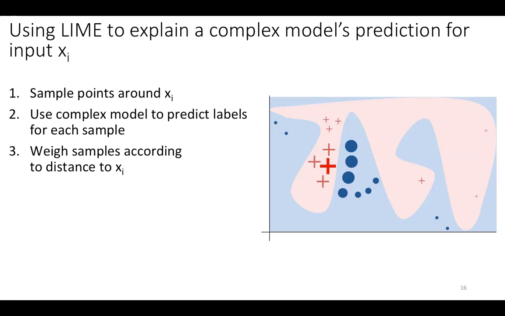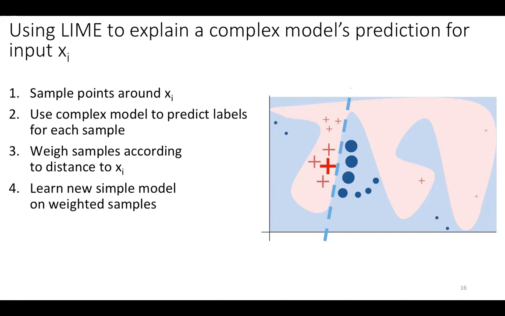Now learn a new simple model on these weighted samples. So now suppose you imagine that your world is constructed of these samples only, and all of them are weighted by the distance from the exemplar xi point. So you learn a new decision boundary which is local and in the proximity of xi, which tries to explain the points that you have sampled around xi.